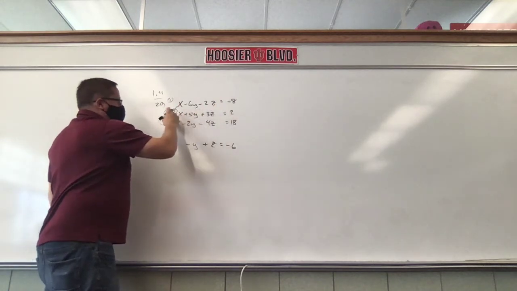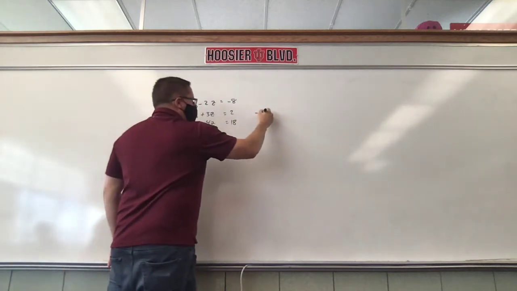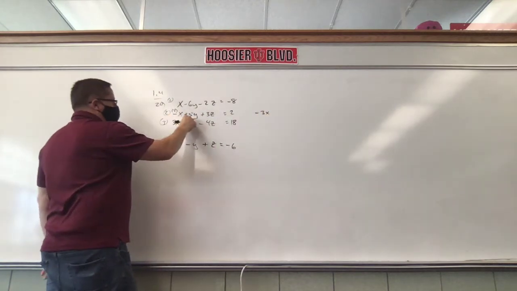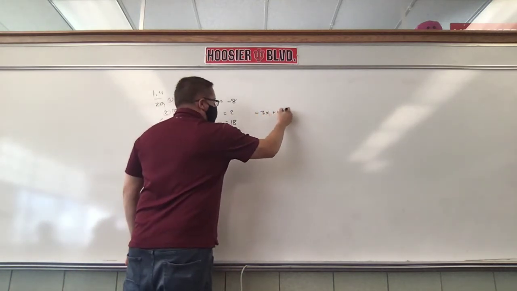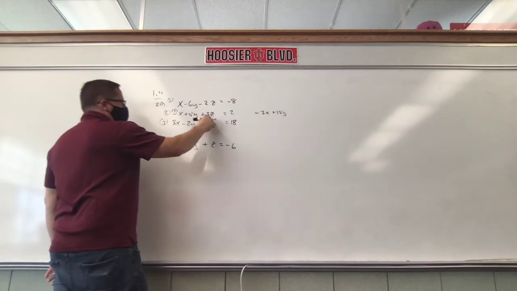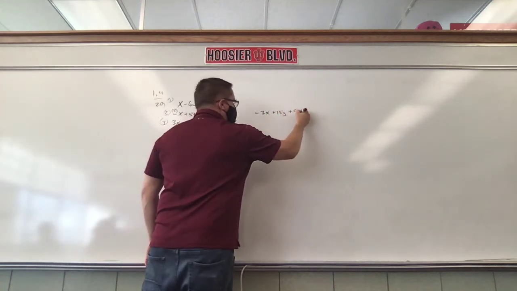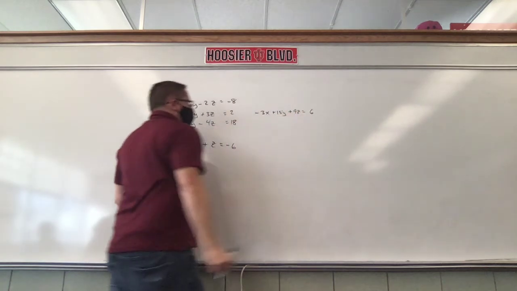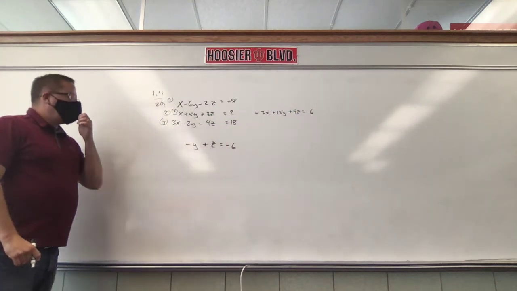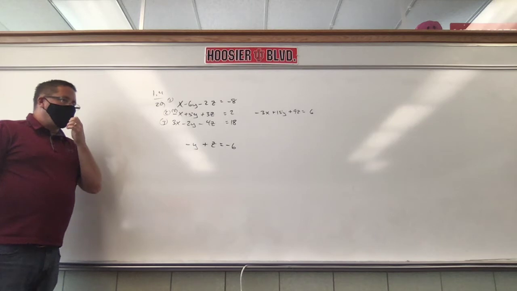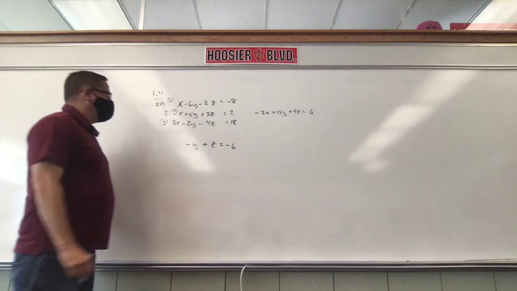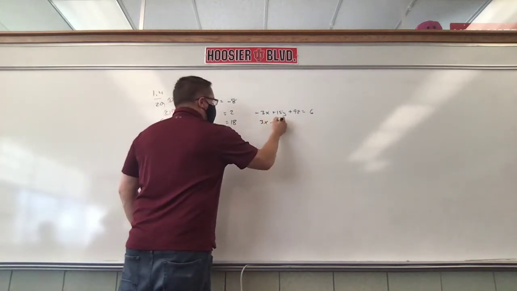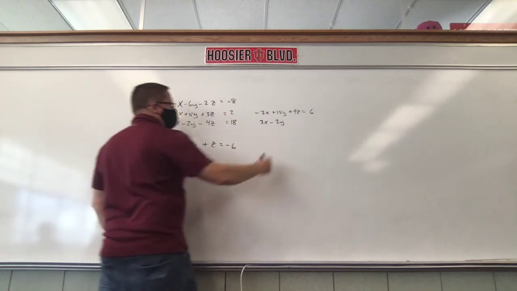I'm going to write it off to the side here. 3 times negative x is negative 3x. 3 times 5 is 15y. 3 times 3 is 9z. Don't forget to times this by 3, and you get 6. And then I'm going to recopy the third equation just to make it a little more organized. So we have 3x minus 2y minus 4z is 18.